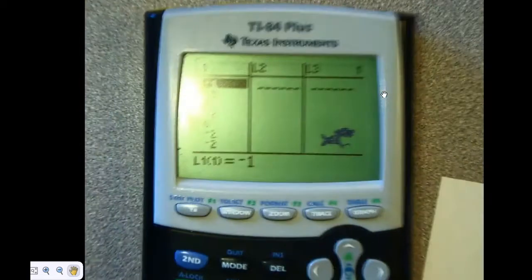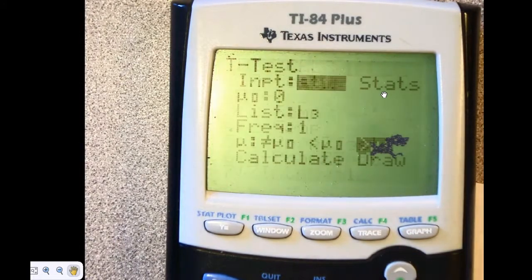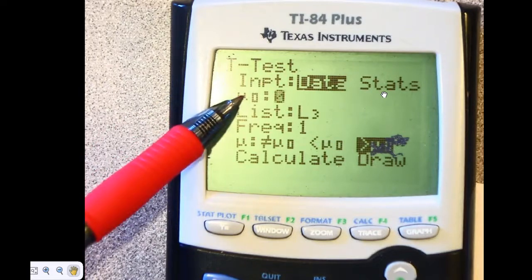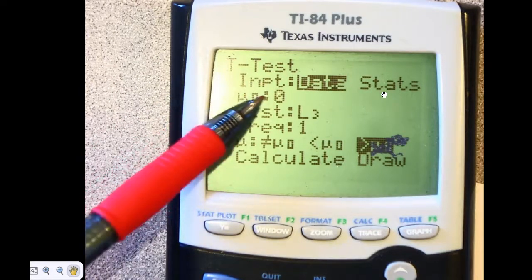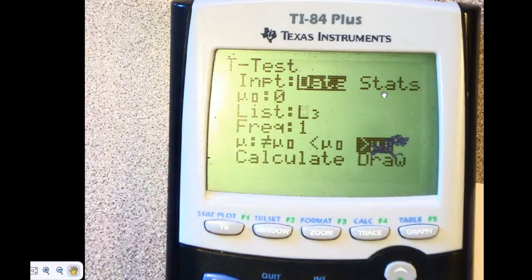So we got this, and then go stat tests, t-test, and we want to do it from data, remember, not from stats. This is like your mu sub 0, or h sub 0, so we start off assuming the difference between the two things is 0. And I'm going to tell the calculator, please look at L1 for the data. We think less than, although if you did it the other way around, then you're switching it maybe.